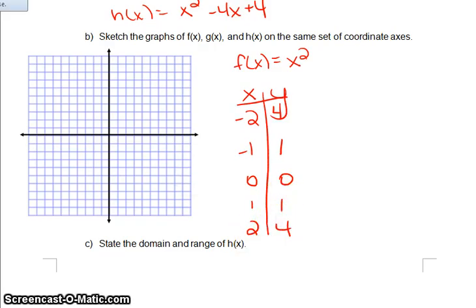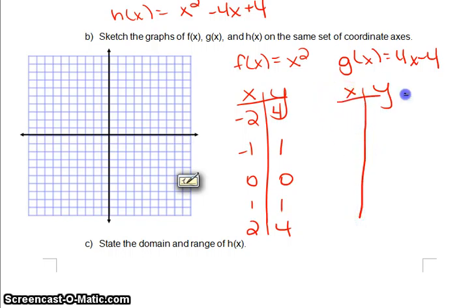And now we're going to do g of x, and g of x there was 4x minus 4. So we had x and y there. And we can pick some nice values there. This one here is linear, so we don't need to go into too much depth, but it would be nice to have some overlap so we can see our h of x values. So let's do the same values. So we have -2, -1, 0, 1, and 2.